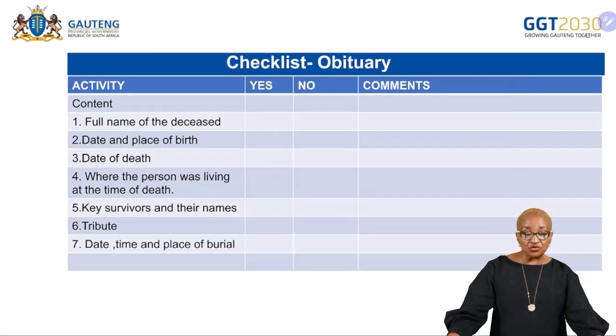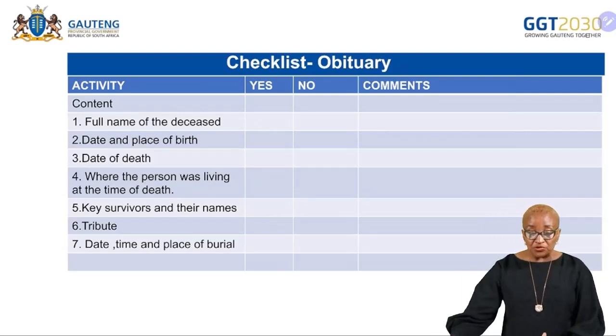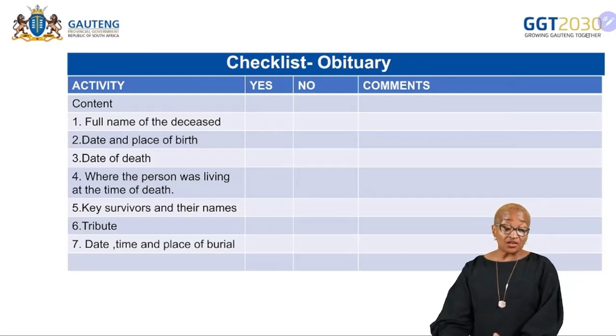The first aspect that you need to check is the full name of the deceased. Then the date and place of birth, the date of death, where the person was living at the time of death is also important. The key survivors and their names, a tribute, date, time, and place of burial. Remember this checklist, you can use that, or you can give that to your peer to check against your work, or your teacher can use it to check against your work.